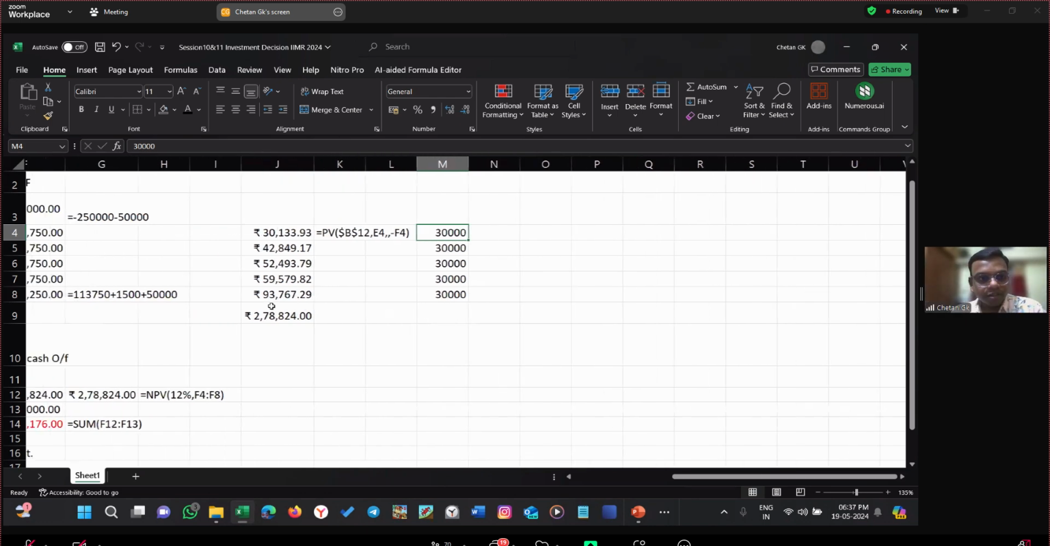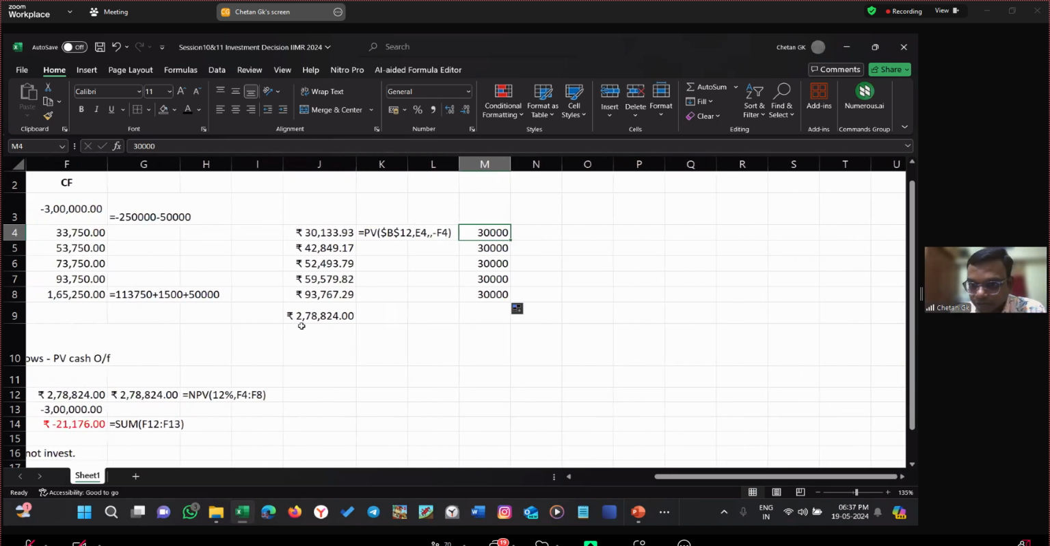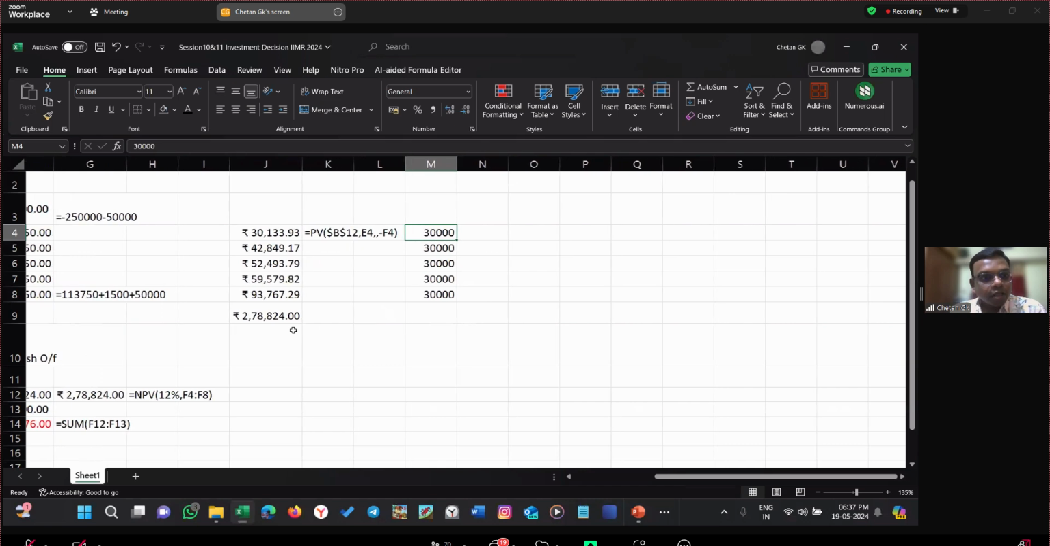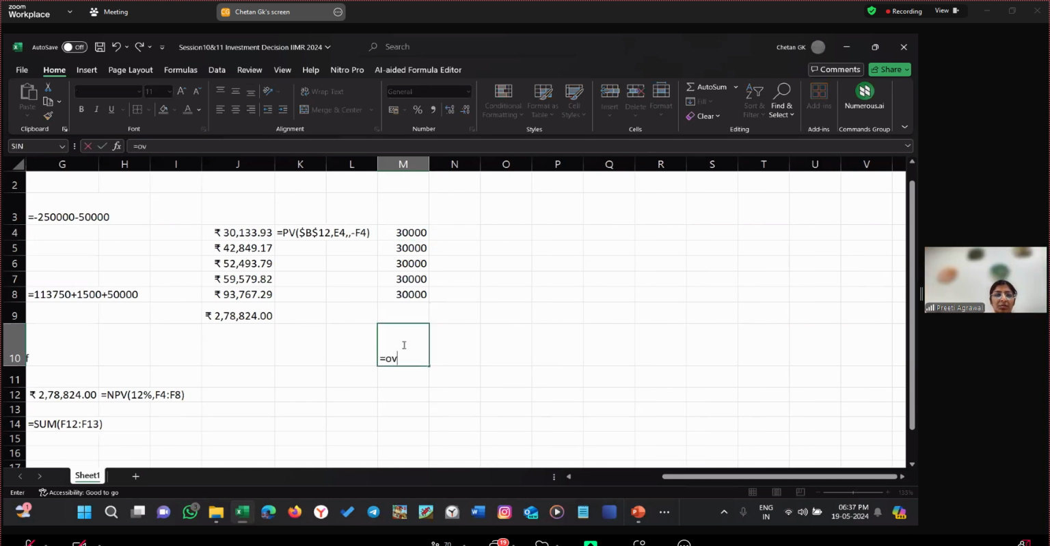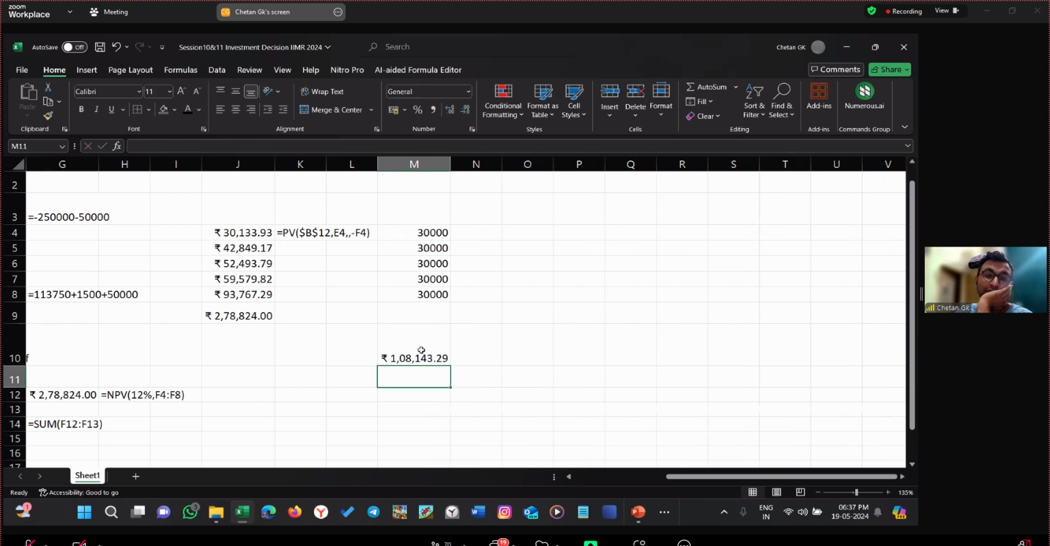You would have done still using the NPV function. Okay. Supposing you did not know the NPV function, how would you have done this? By using the PV function, rate is 12%. Nper is 5 and PMT is 30,000. Because it's a PMT, right?